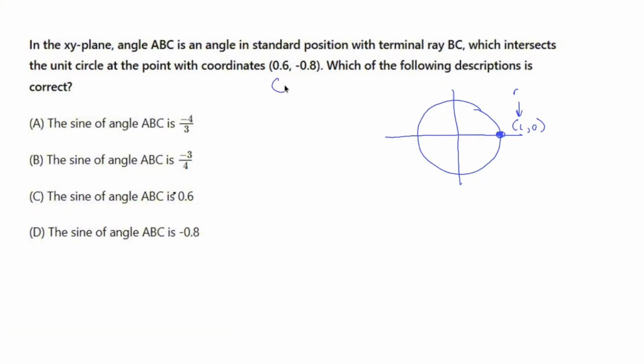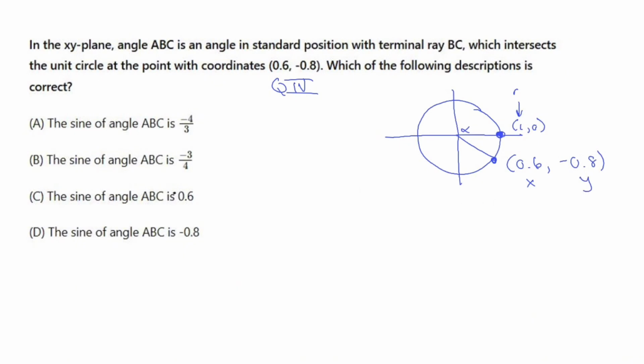0.6, -0.8 lives in quadrant 4. So this angle that I'm calling, I don't have the name of the angle, so I'll just call it alpha, is going to spin around, spin around, spin around, and land somewhere over here at the point 0.6, -0.8. You are my x value, you are my y value.